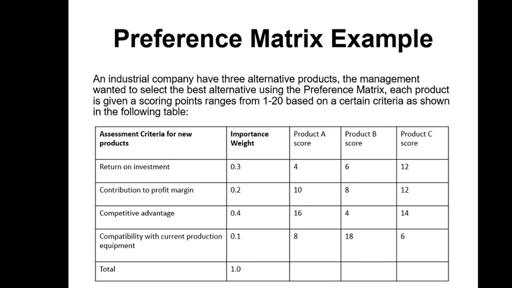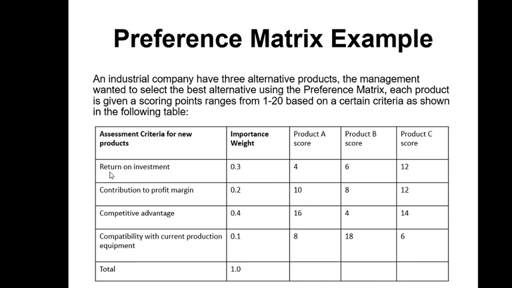An industrial company has 3 alternative products. The management has 3 options: product A, product B, and product C. The management wants to decide which alternative to produce, which one is better for the company, using the preference matrix, we call it مصفوفة المفاضلة. Each product is given a scoring point ranging from 1 to 20. This is up to the company, 1 to 20, 1 to 100 sometimes, 1 to 50, 1 to 10, whatever, based on certain criteria as shown in the following table.